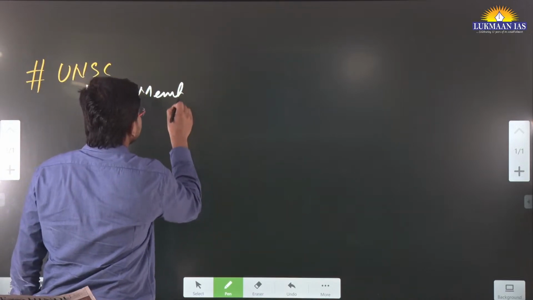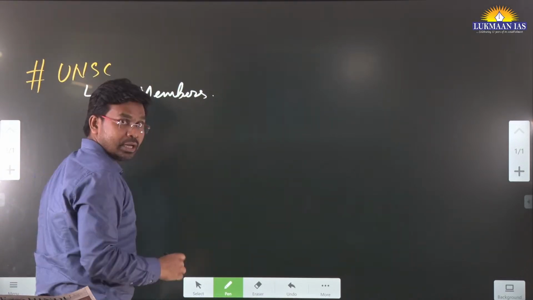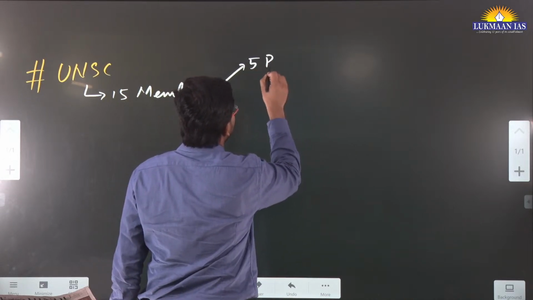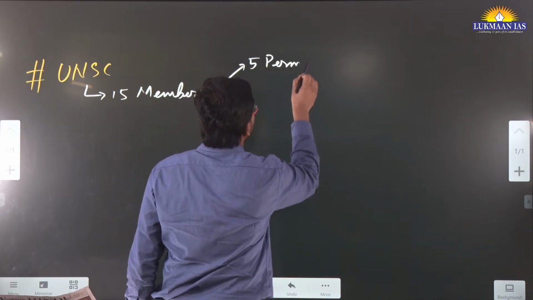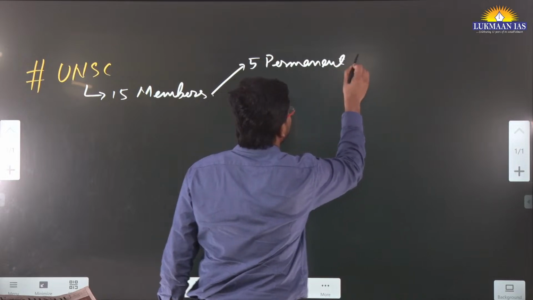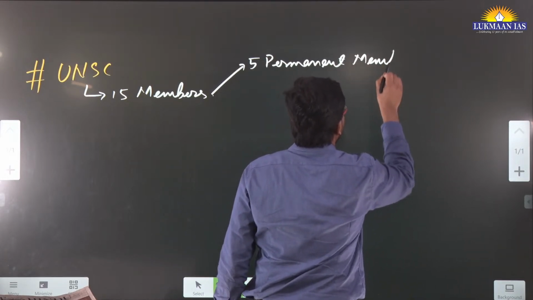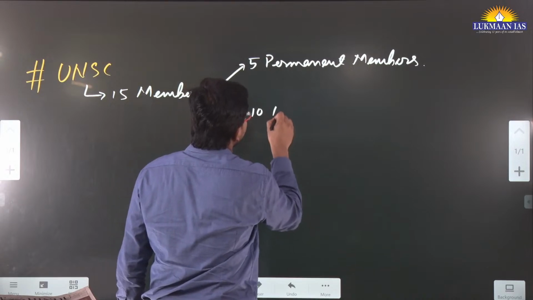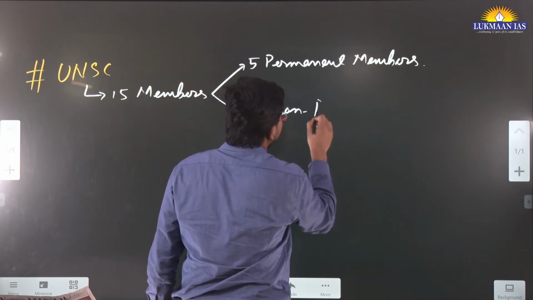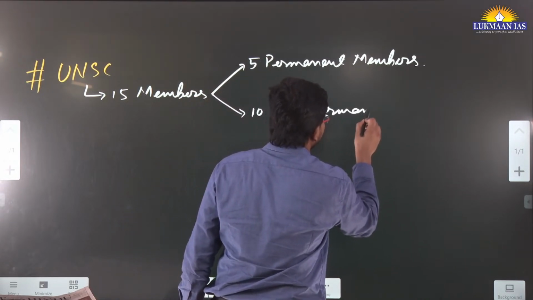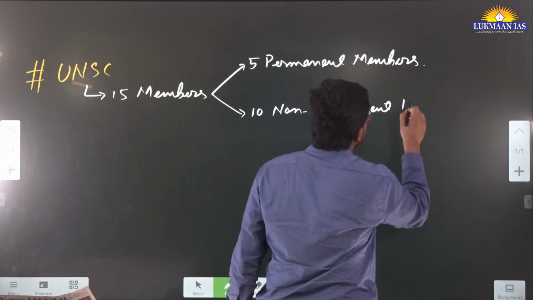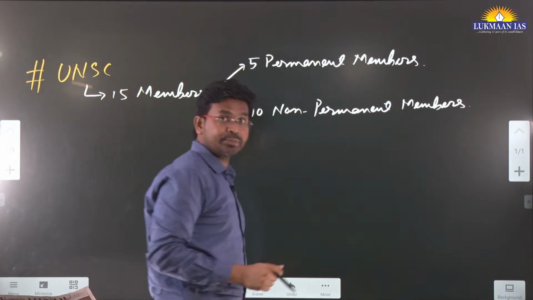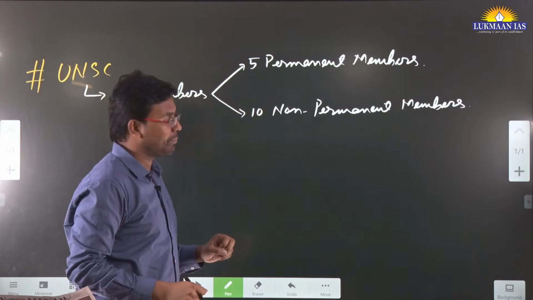Right? This body has 15 members. Out of these 15 members, there are 5 permanent members, right? Apart from these 5 permanent members, they also have 10 non-permanent members. What is the difference between permanent members and non-permanent members?